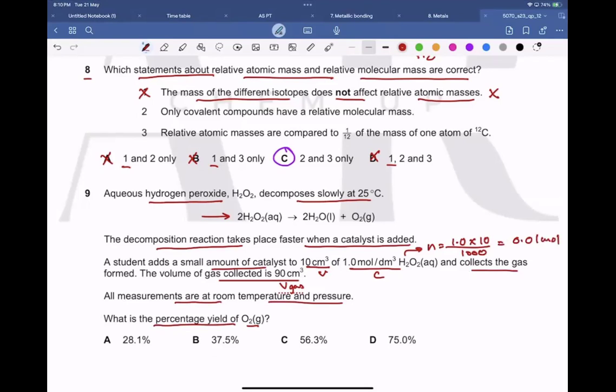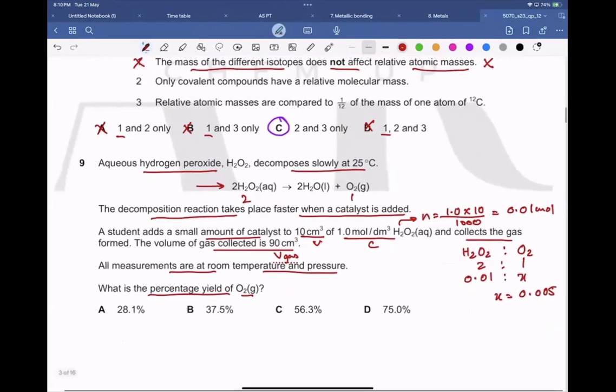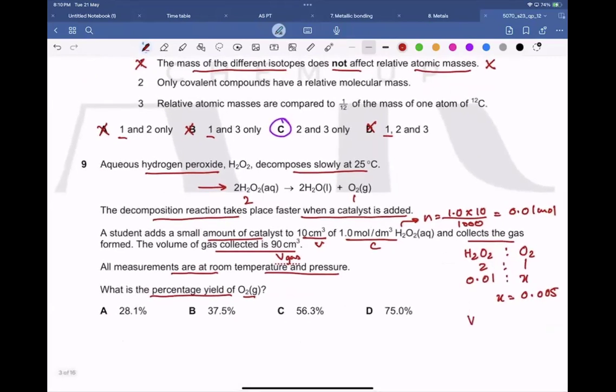Okay. Now, if you take the ratio, it's 2:1. So if I am getting 0.01 moles, then if I take the ratio between H2O2 and oxygen, it is 2:1. So if I'm getting 0.01 moles, then these moles would be X. And if you calculate the value of X, you are going to get 0.005 moles of oxygen, right? Now, if I have to find the volume of oxygen which must be formed, that is 0.005.